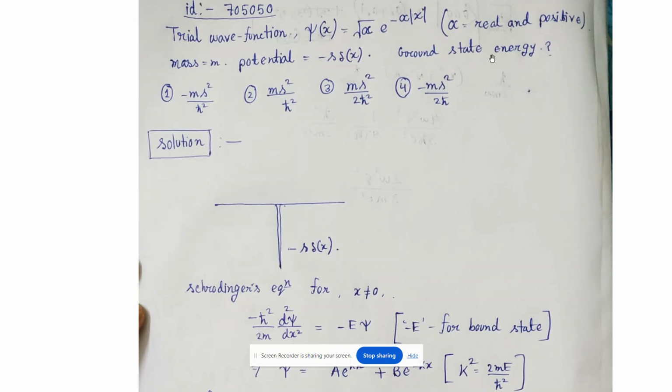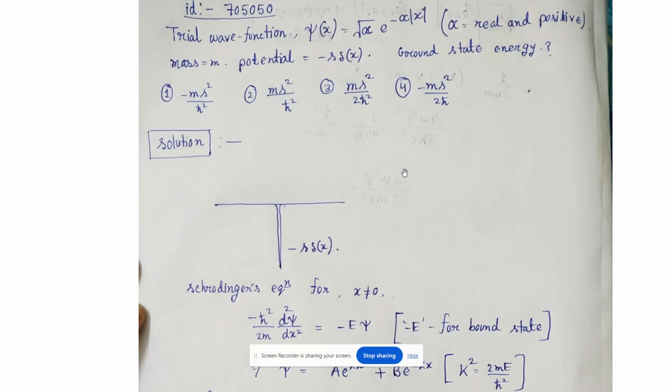Many of you already know this. This is a negative delta function potential, and we have to calculate the ground state energy. This is a standard problem of solving the Schrodinger equation, and many books have this solution formally. So I will also discuss this solution step by step in great detail.